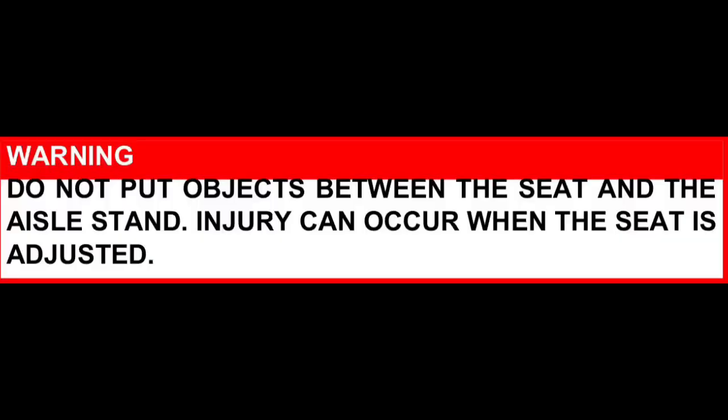There is a warning not to put objects between the seat and the aisle stand. This includes rubbish bags, which should be hung on the outboard side of the seat. It's worth remembering that a pilot and an engineer have injured themselves by inadvertently activating the electric seat controls, so make sure that seatbelt straps are not left hanging over the sides of the seats and remind yourselves where the power switch is, just in case.